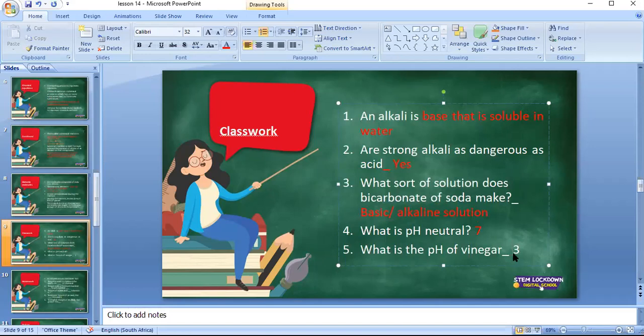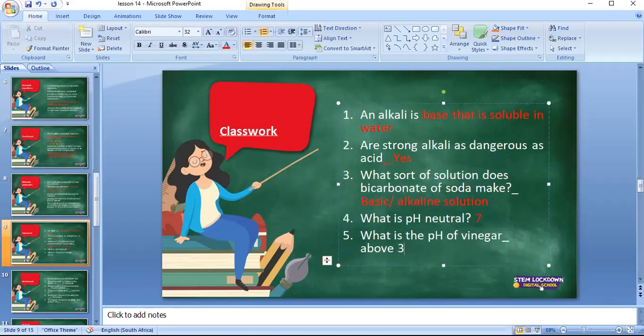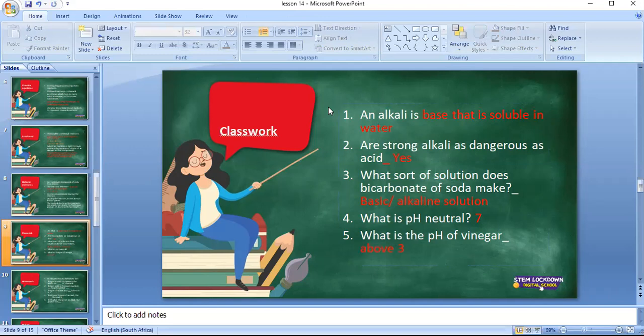But it's not below 3, it's above 3. You know why I'm saying it's above 3? No, sir. Because you can consume vinegar. Isn't it that when you cook beetroot you put in vinegar? So it's just above 3. Thank you. Above 3, yes. What pH is milk, Unkabetsi? That's your homework. The question will be there in a test tomorrow.